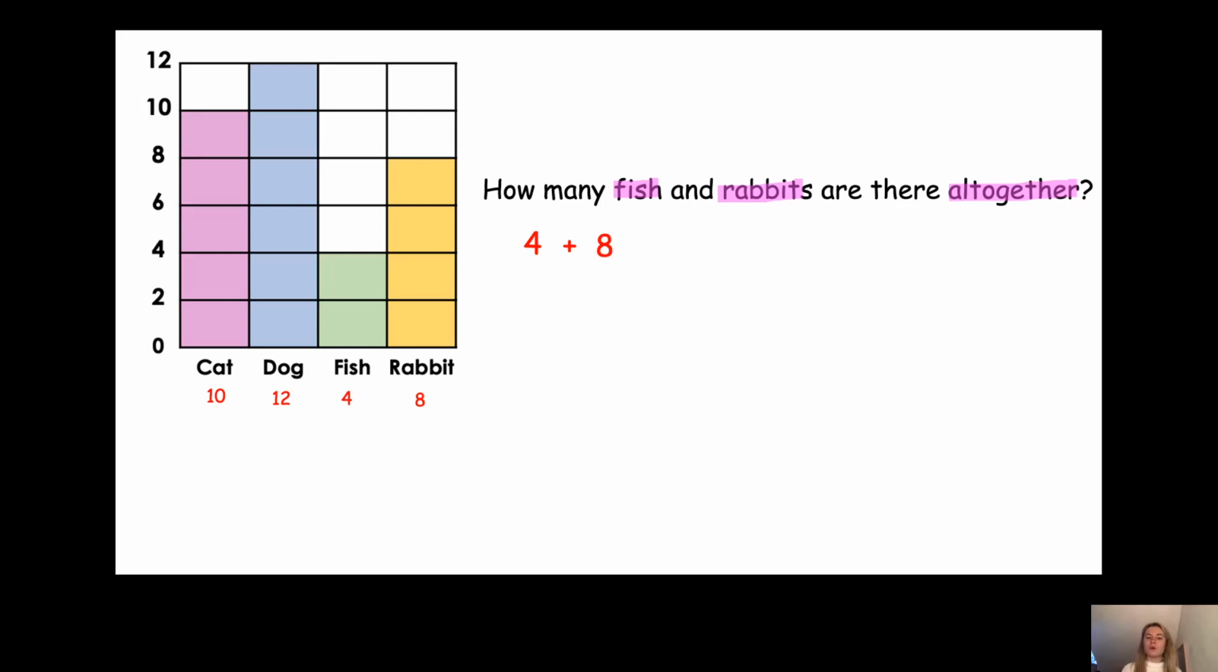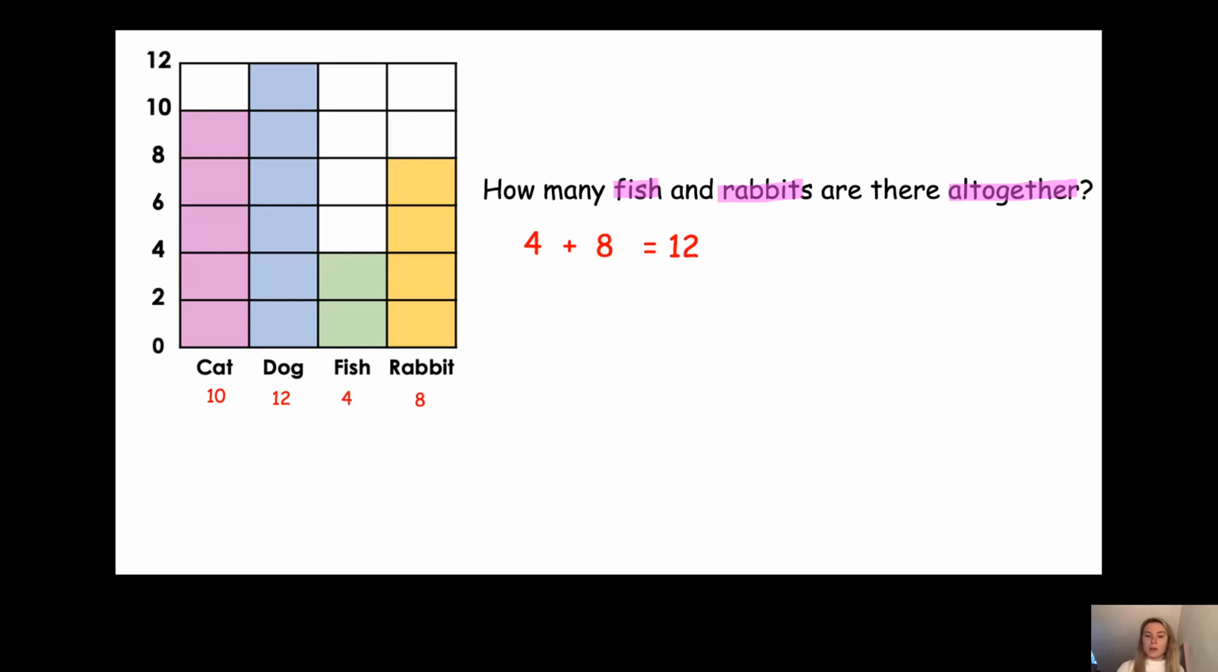Now, what is 4 plus 8 or 8 plus 4 if it's easier? Well, 8 plus 4 equals 9, 10, 11, 12. So therefore, there are 12 fish and rabbits all together.